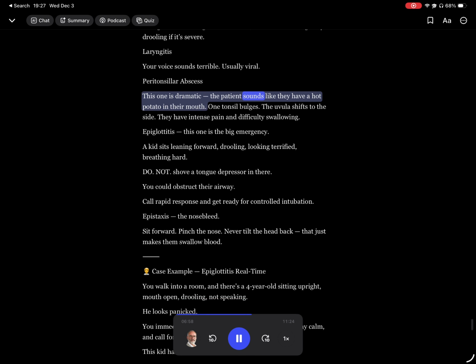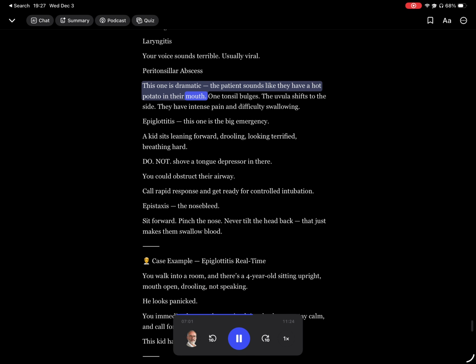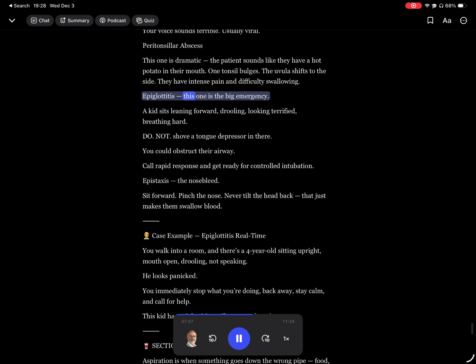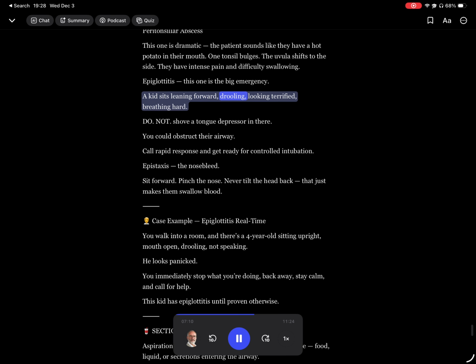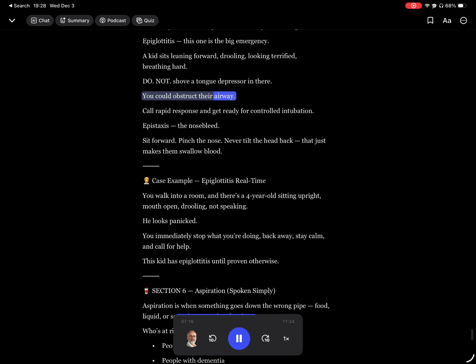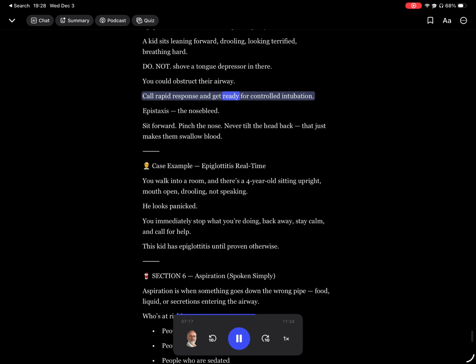The patient sounds like they have a hot potato in their mouth. One tonsil bulges. The uvula shifts to the side. They have intense pain and difficulty swallowing. Epiglottitis. This one is the big emergency. A kid sits leaning forward, drooling, looking terrified, breathing hard. Do not shove a tongue depressor in there. You could obstruct their airway. Call rapid response and get ready for controlled intubation.